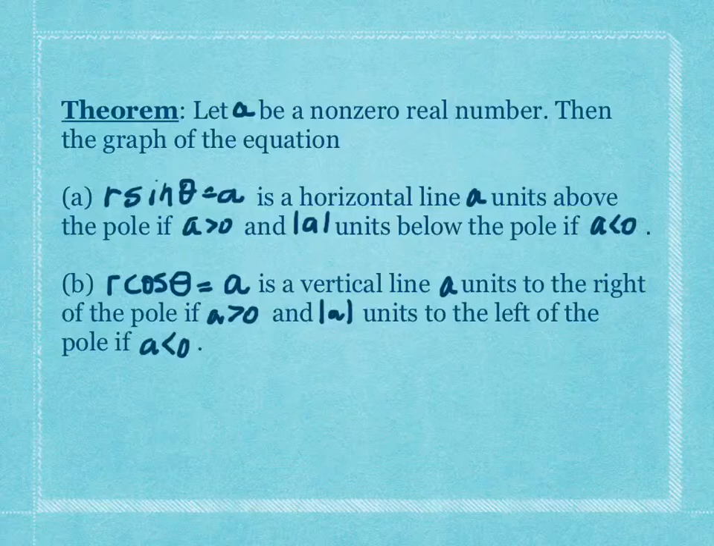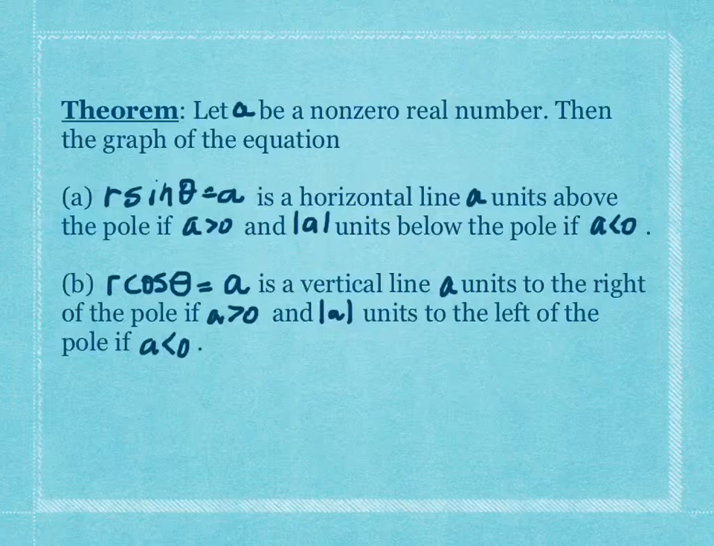Okay, so here we have a theorem. The theorem says, let a be a non-zero real number. Then the graph of the equation, and we have two different equations, r sine theta equals a and r cosine theta equals a. When I have these equations, they produce either a horizontal line or a vertical line. Okay, so you guys know what those look like. And that line is always either located above or below, to the left or to the right of the pole.